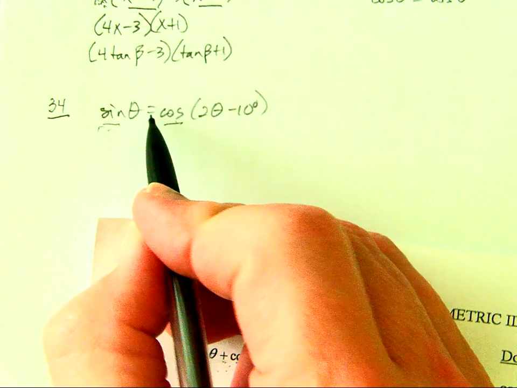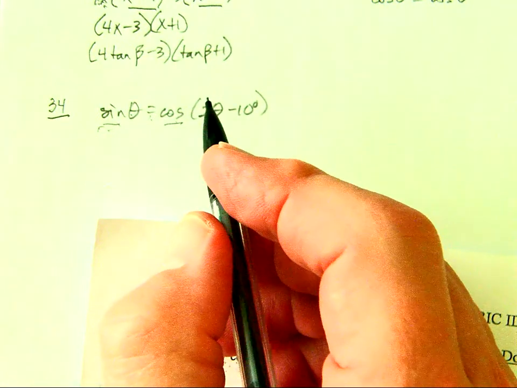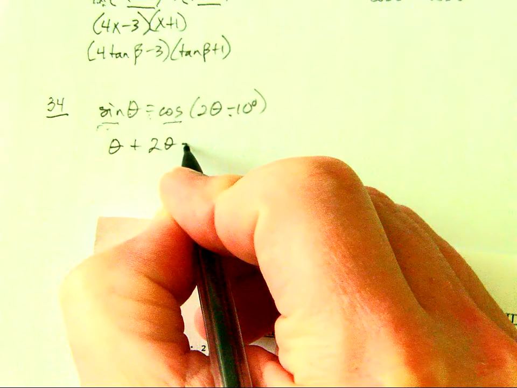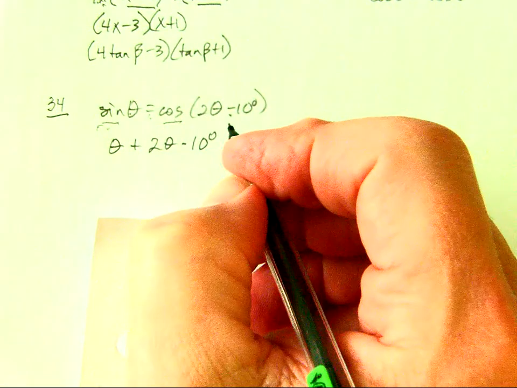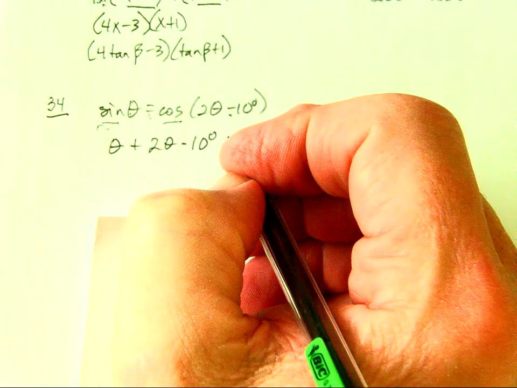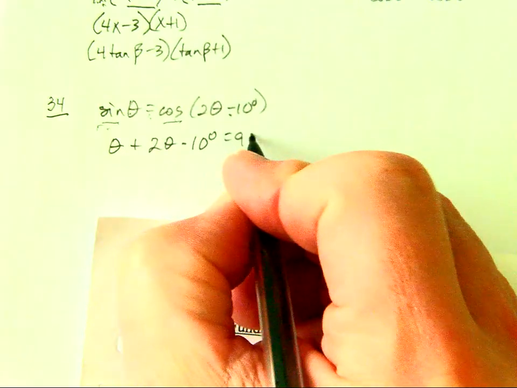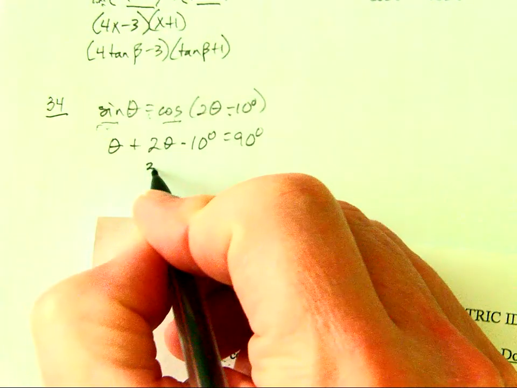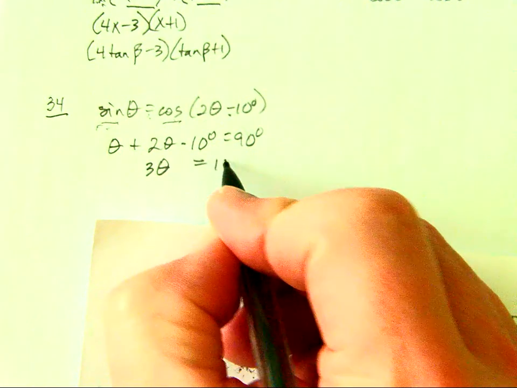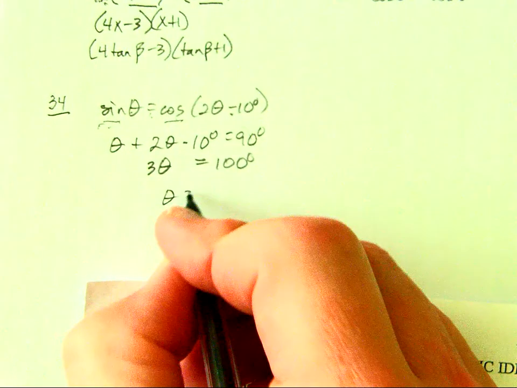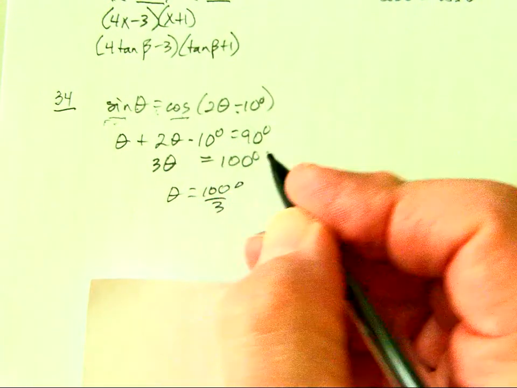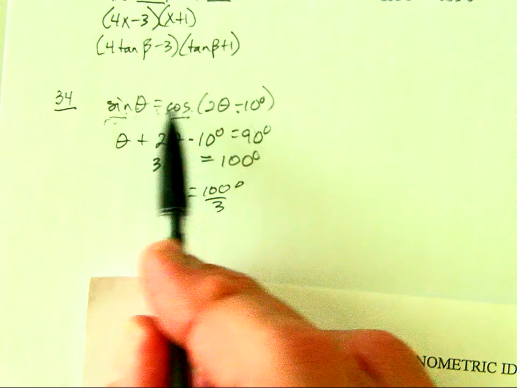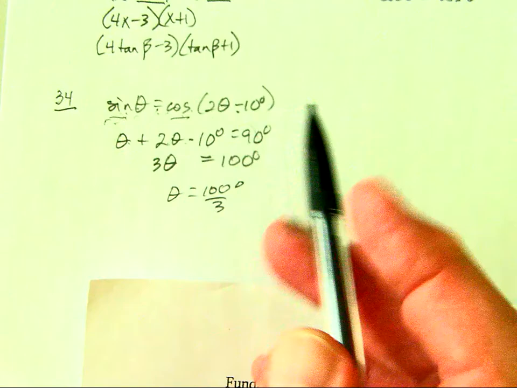Now, if two cofunctions are equal to one another, their angles have to add up to be 90. So let's just say that. This angle plus this angle over here has to equal 90. So we know those two angles have to add up to be 90, so we just did that. Let's see now, if I combine like terms, 3 theta, if I move the 10 to the other side, that's 100. Now I divide by 3, and I get 100 thirds. You could change that to 33 1/3, it's fine. But it's important, one, recognizing that these are cofunctions, and when cofunctions are equal, their angles add up to be 90, so we just added them up to be 90.